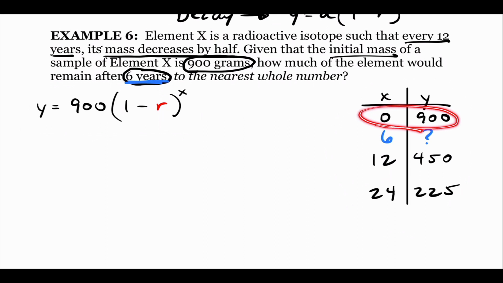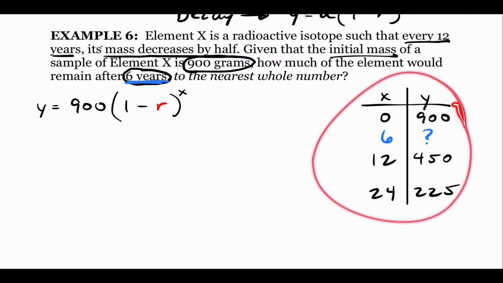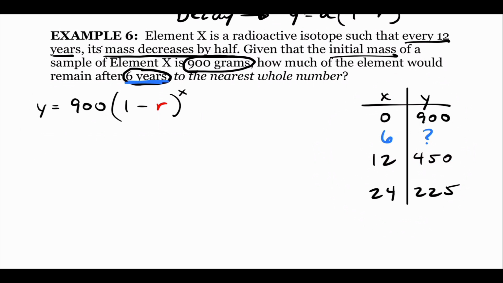I already used this one. That's why I put 900. So I'm going to use this one right here. For X, I'm going to plug in 12. For Y, I'm going to plug in 450. Because these are solutions over here. If they're on the table, they're solutions. And solutions say they should work.